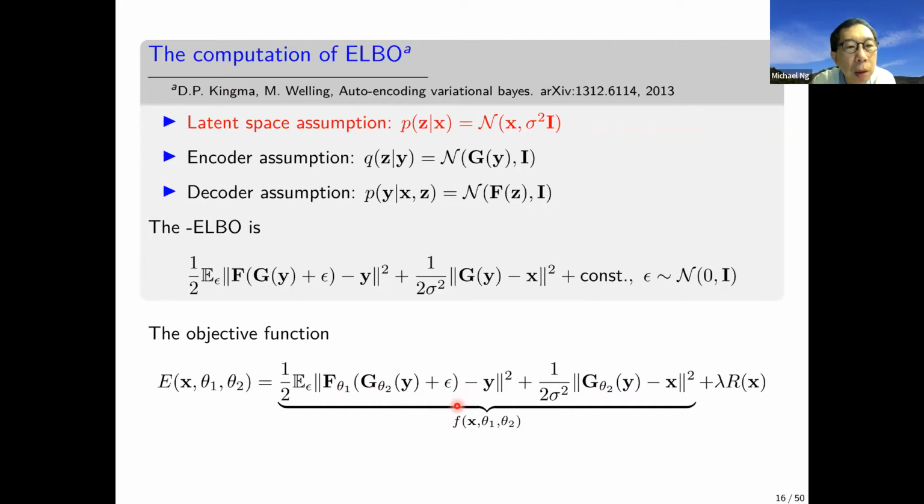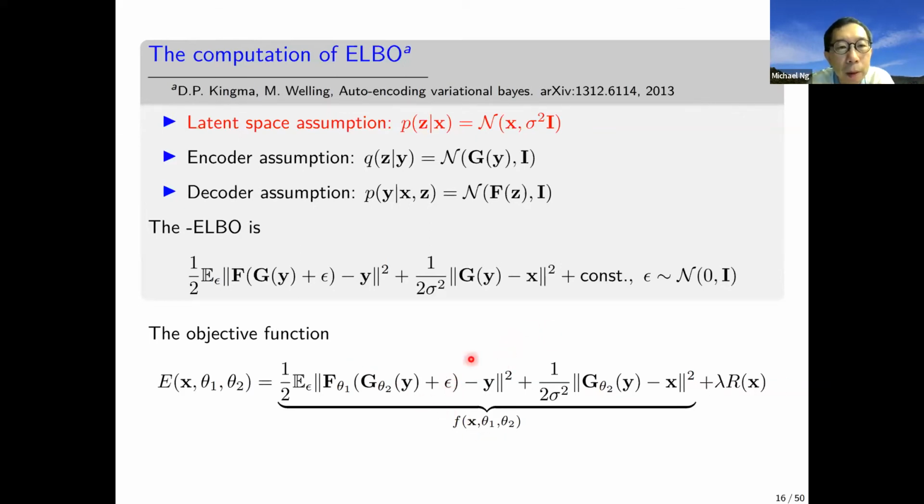So what does it mean? What does this epsilon in the expectation refer to? Because in your latent space assumption, the encoder and decoder assumption, you don't have epsilon. So I just want to clarify what it means.